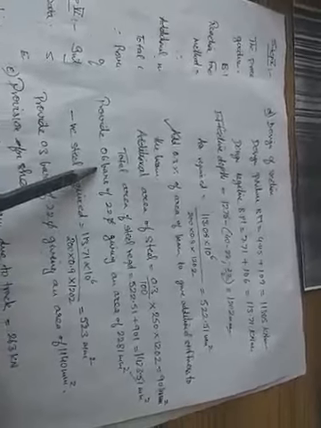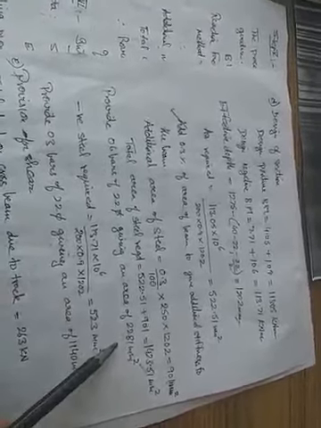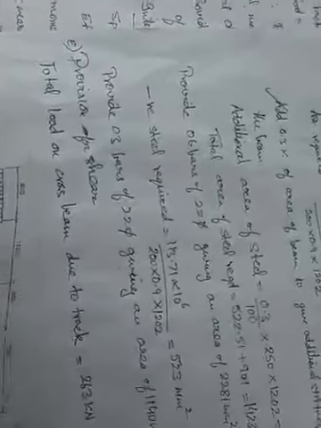So providing 6 bars gives me a total area provided of 2281 mm square. Negative steel, on the same instance, we get it as 3 bars of 22 mm dia, giving an area of 1140 mm square. So this is about the steel which has to be provided. Then I have to check it for shear.